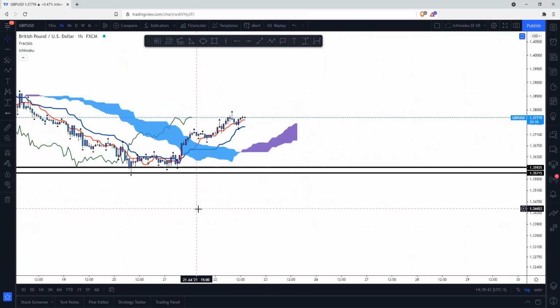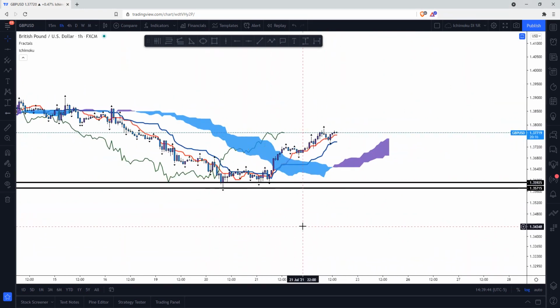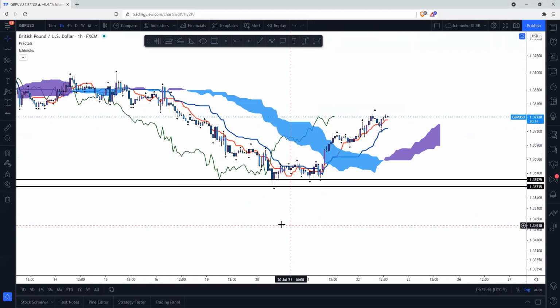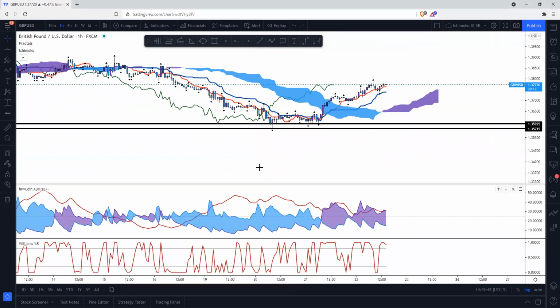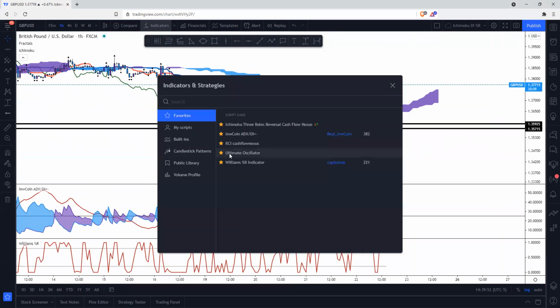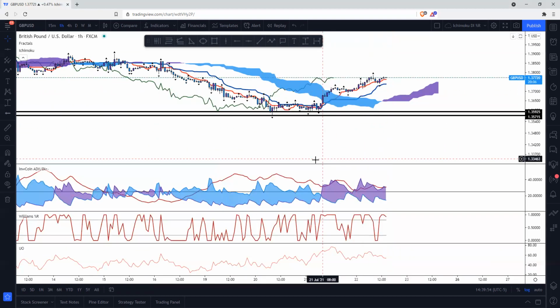So we do see that market did range a little bit. I'm pretty sure there could have been some divergence here. I would have to check. Let me make sure. Could have been. Let me see. Let's go back to right in here.